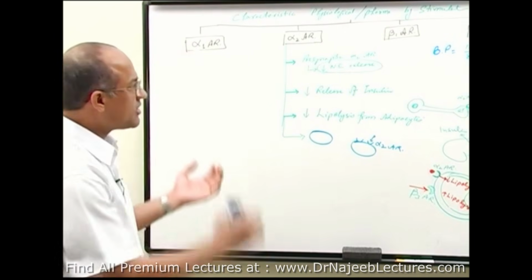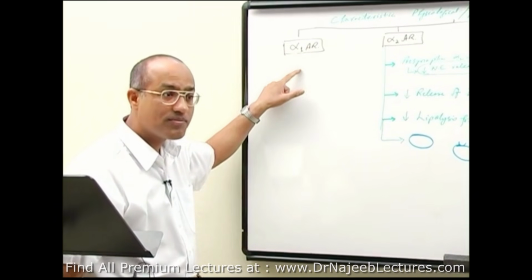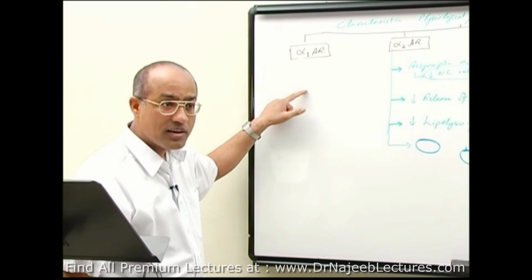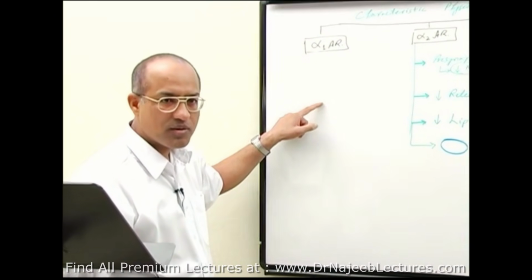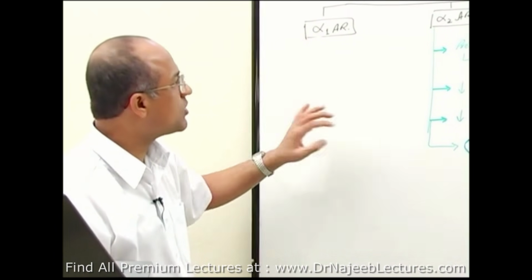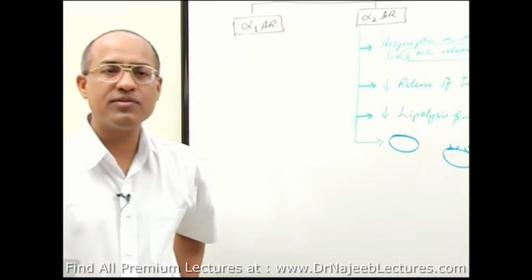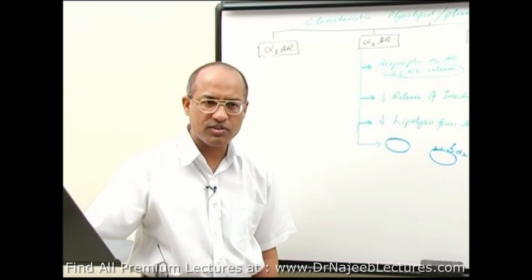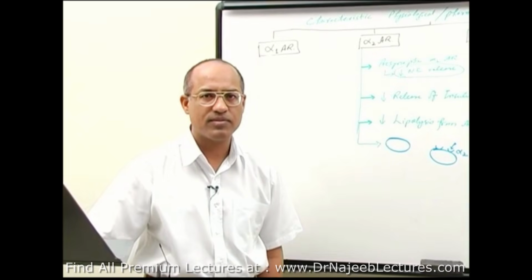So again, let's compare fastly. If someone asks what are the alpha 1 actions: arterioconstriction, venoconstriction, stimulation of prostate smooth muscle and internal urethral sphincter, plus mydriasis plus pilo erection, right? That's good. Alpha 2 actions are reduced norepinephrine release from the sympathetic nerve endings, reduced release of insulin, reduced lipolysis, and increased aggregation of the platelets. Let's have a break.